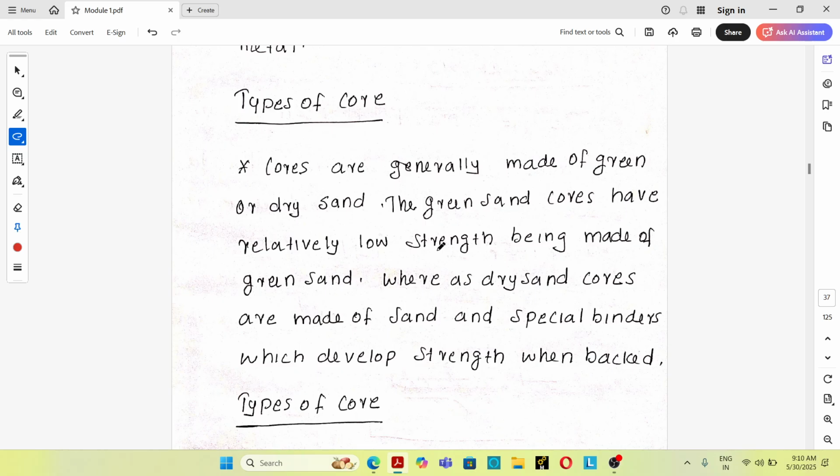There are basically two types of mold core: green sand core and dry sand core. Green sand cores are made of green sand, which has relatively low strength, and water is the only binding agent. Whereas dry sand cores are made up of sand and special binders which develop strength when baked. So the basic classification of mold core is green sand and dry sand cores.